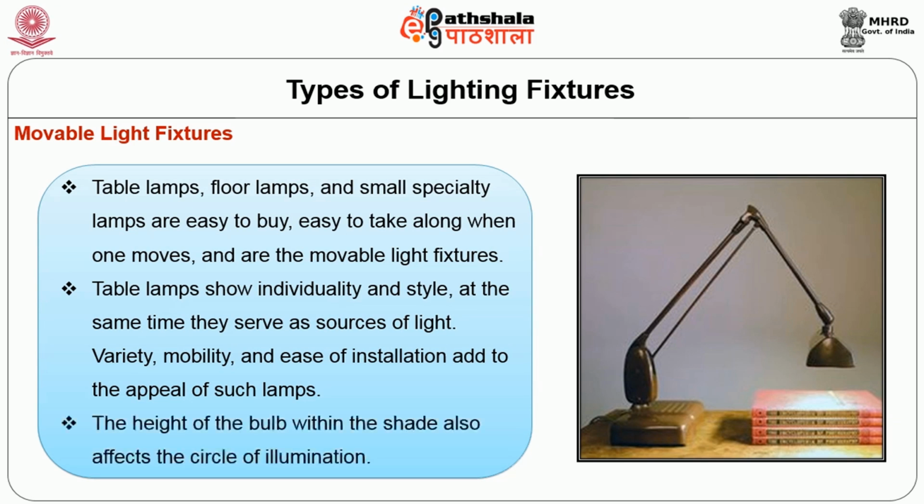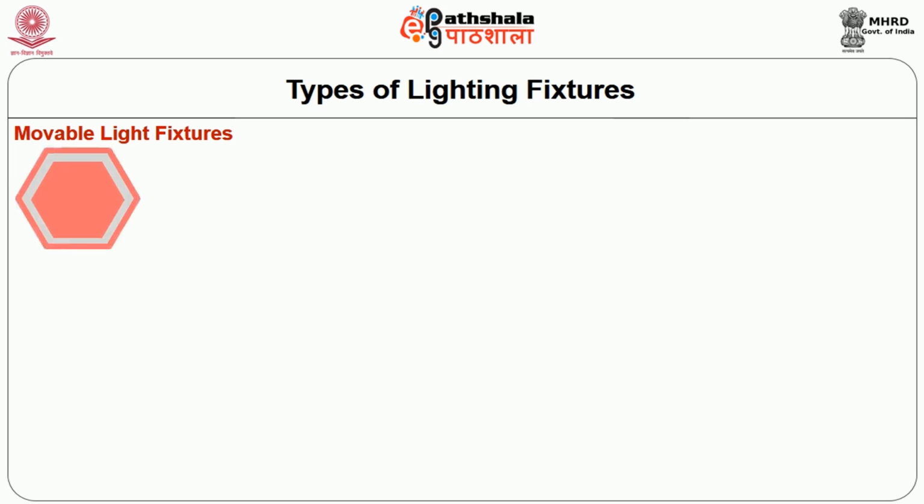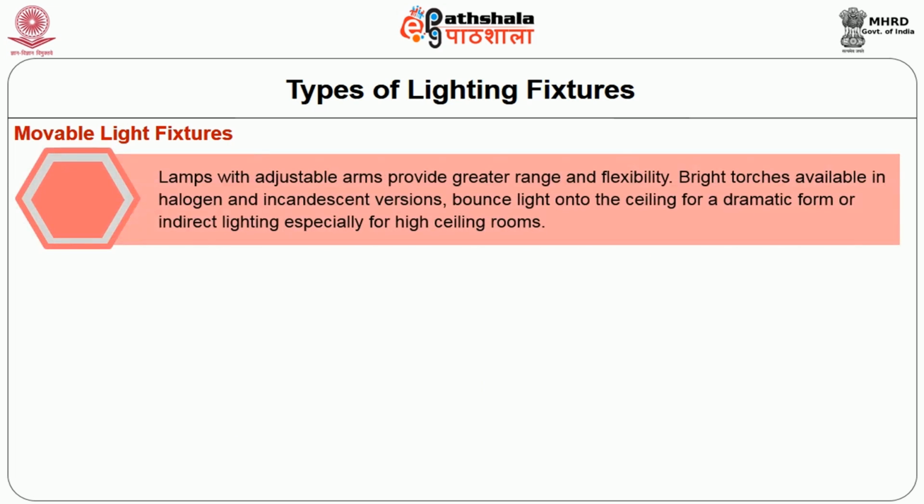The height of the lamp within the shade also affects the circle of illumination. Floor lamps offer great flexibility. Traditional floor lamps provide a continuation of levels, serving either as a reading light or as a source of soft ambient light. Pharmacy lamps offer options for tasks such as reading and sewing. Lamps with adjustable arms provide greater range and flexibility.